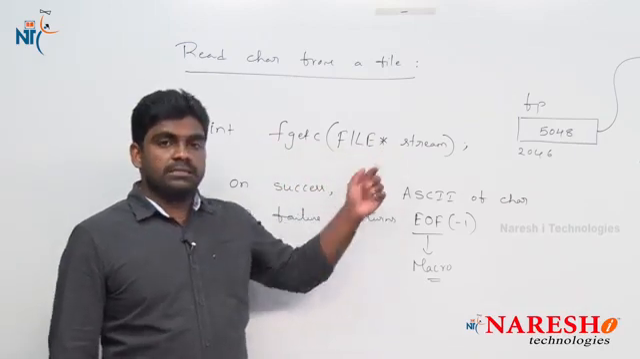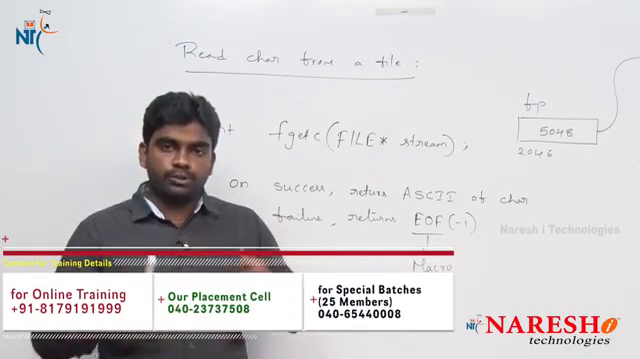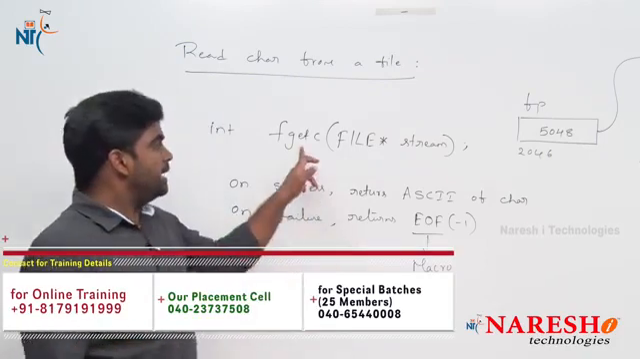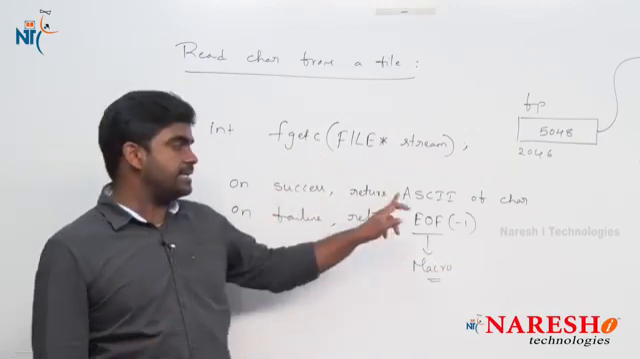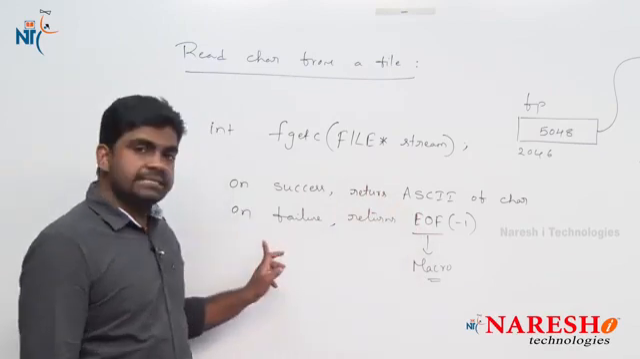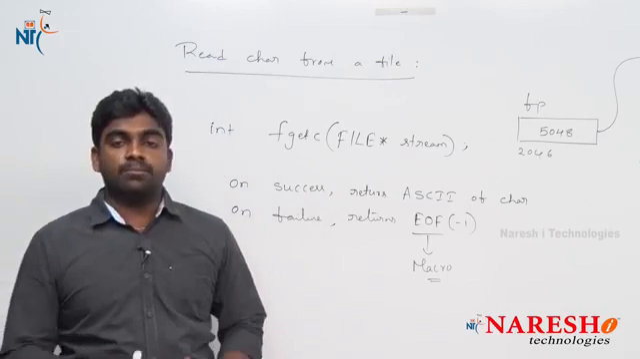We need to pass the file pointer from which file you want to read the information. The file pointer you should pass, and it will start reading character by character from the file. On success, it returns the ASCII of the character. For any reason if it has failed, on failure it will return end of file, that is -1.